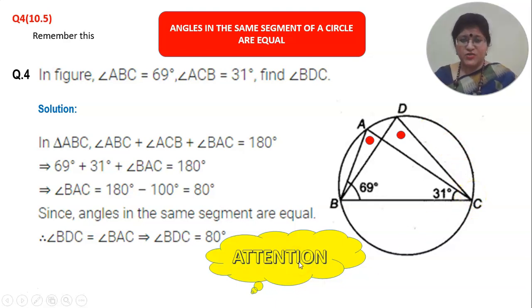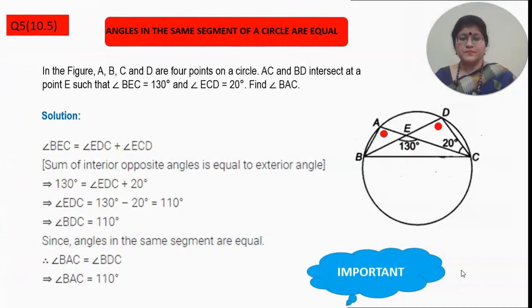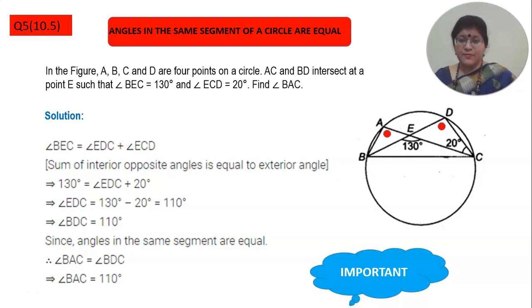So please pay attention to this problem. You could get similar type of questions for your periodic exam. Now let us look at another problem. Again, the same property. Angles in the same segment of a circle are equal. By now you should be knowing this property. Question number 5 of exercise 10.5.